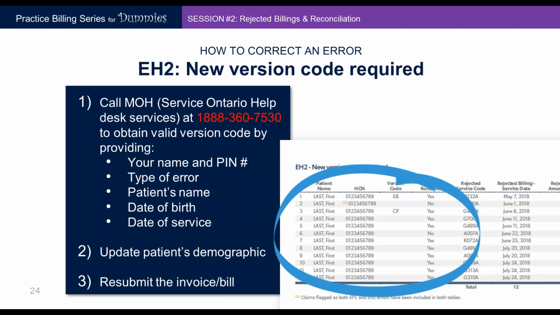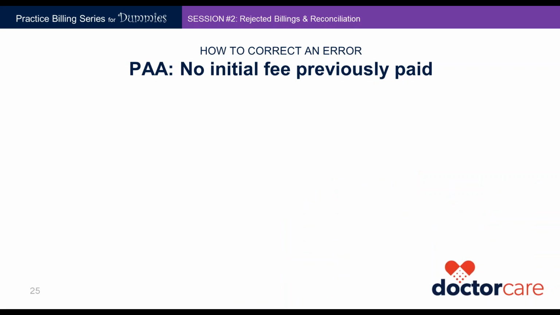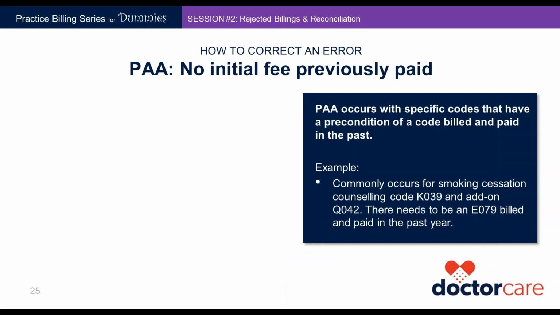Let's move on to error code PAA. No initial fee previously paid. What is this code? PAA occurs with specific codes that have a precondition of a code billed and paid in the past. This commonly occurs for the smoking cessation counseling code K039 and add-on code K042. There needs to be an E079 billed and paid in the past year.